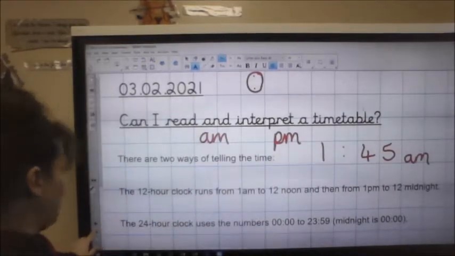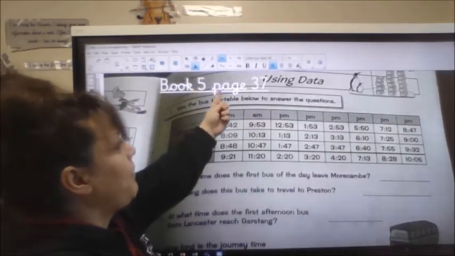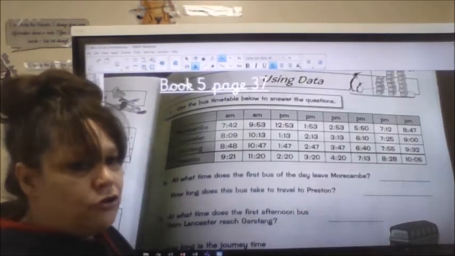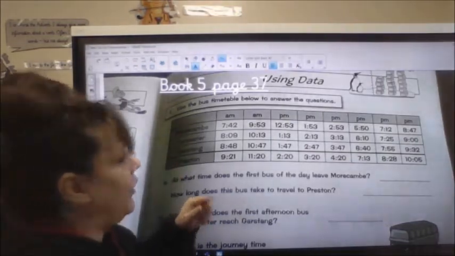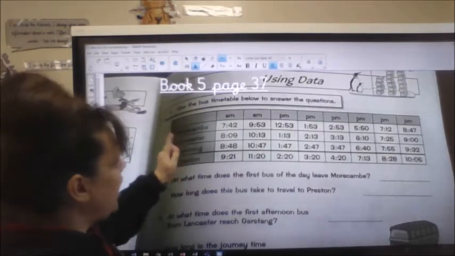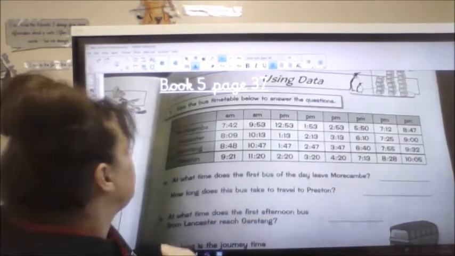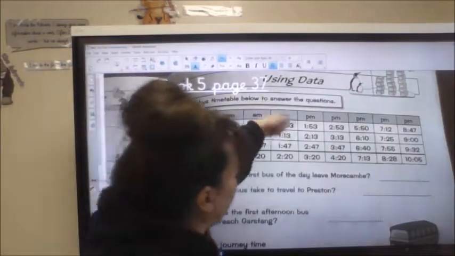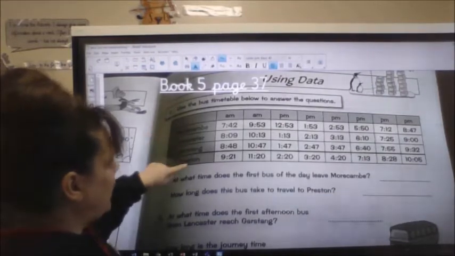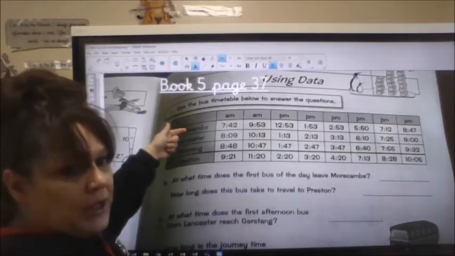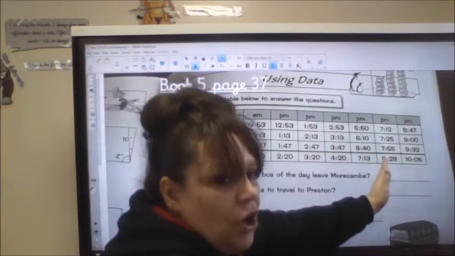So let's have a little look at some timetables then. We have got a timetable here, and it's book 5, page 37. So if you have that in front of you, it'll be really easy for you to see. Hopefully you've got the right page. What we've got is a bus timetable, and we're going to use it to help us answer a series of questions. So we've got 1, 2, 3, 4, 5, 6, 7, 8 bus journeys that go between Morecambe and Preston. They stop at Lancaster and Garstang. 2 of those buses travel in the morning, and then the rest are in the afternoon.